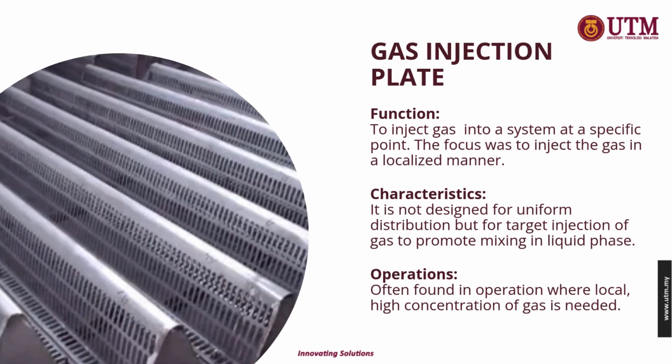Now let's talk about the gas injection plate. It is used to inject gas into a system at a specific point. The focus was to inject the gas in a localized manner. It is not designed for uniform distribution, but for targeted injection of gas to promote mixing in the liquid phase. It is often found in operations where local high concentration of gas is needed.